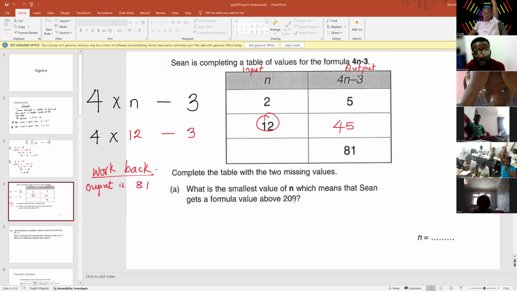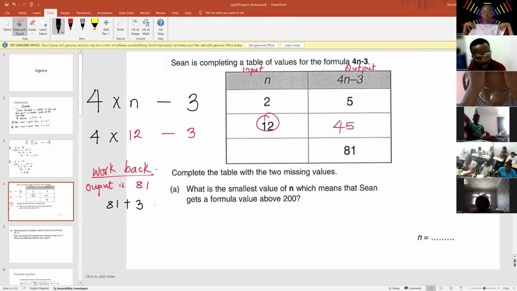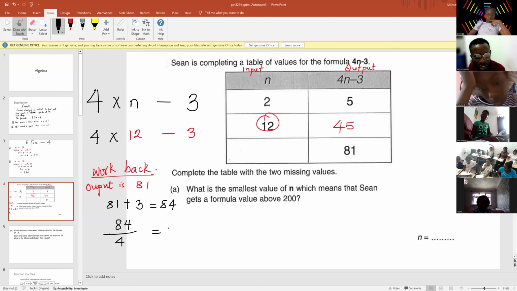Yes, Tricia? Can I solve the question? Yes, please tell us what to do. So what you do is 3 plus 81, divided by 4. Okay, so we do 81 plus 3, and that makes 84. Then 84 divided by 4 gave you 21. So 21 is your answer for N.